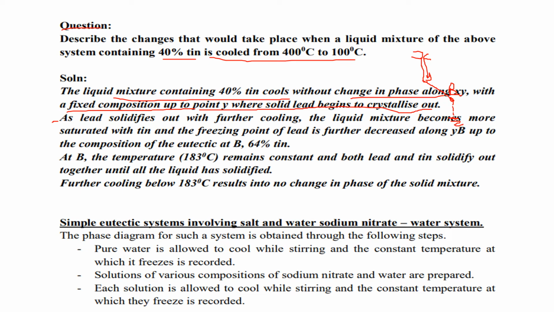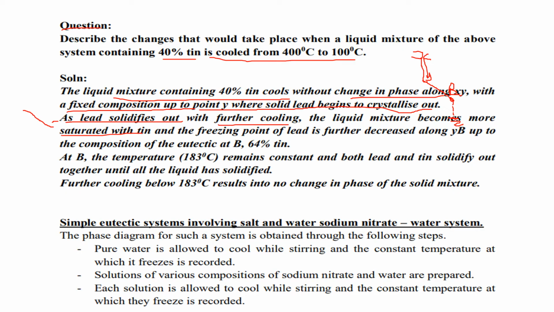Now proceeding, as lead solidifies out, because we have reached that slanting slope. This statement, as lead solidifies out, is explaining that slanting slope. As lead solidifies out, since it's the one with the highest composition in the mixture, with further cooling the liquid mixture becomes richer in the other component that is not crystallizing out. But here, instead of richer, we use the statement saturated. It's going to be saturated with the other component that is not crystallizing out, and in this case that is going to be tin.